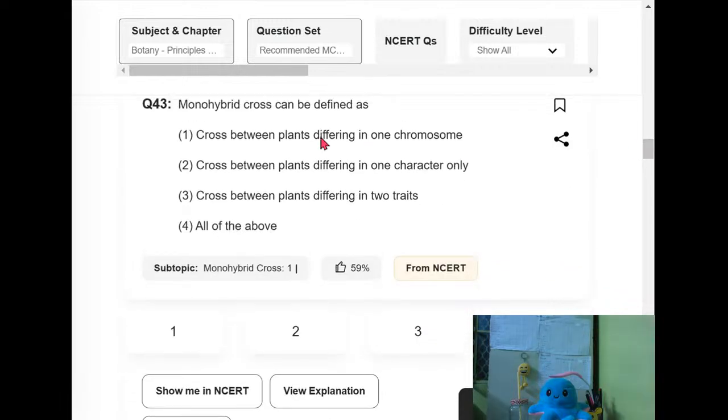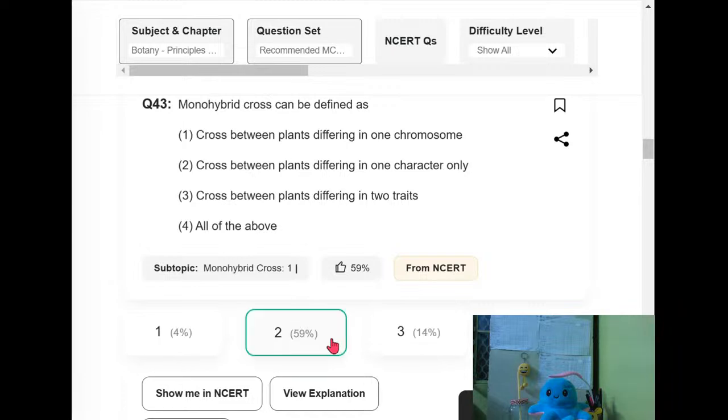Monohybrid cross can be defined as: cross between plants differing in one chromosome, cross between plants differing in one character only, cross between plants differing in two traits. One character only. Yes.